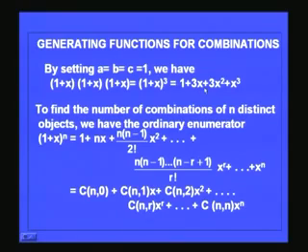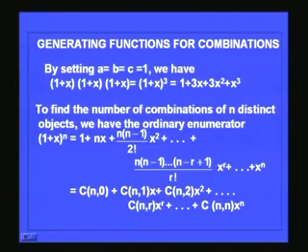In general, if you generalize this, to find the number of combinations of n distinct objects, we have the ordinary enumerator, the ordinary generating function. This is a binomial expression. 1 plus x power n is 1 plus nx plus n into n minus 1 by 2 factorial x squared, etc. Or you can represent this as Cn0 plus Cn1 x plus Cn2 x squared and so on.